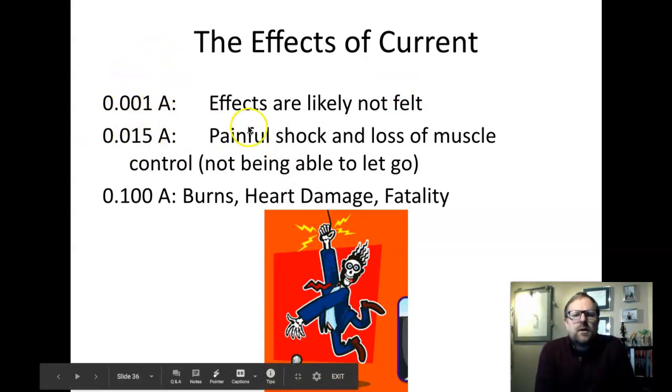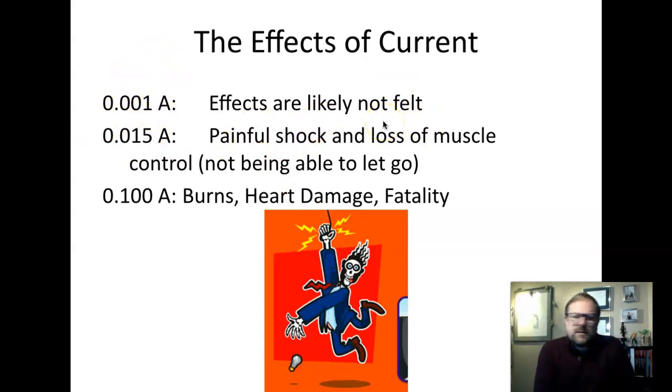So to give you an idea, if you had something at 0.001 of an amp, you're likely not going to feel the effect of that current running through your body. If you have something running at 0.015 of an amp, so that is about 10 times the amperage, you're going to get a painful shock. You might lose muscle control and not be able to let go of whatever object you're holding on to. To give you an idea of that, 0.1 of an amp is enough to burn, cause heart damage, or even fatality.